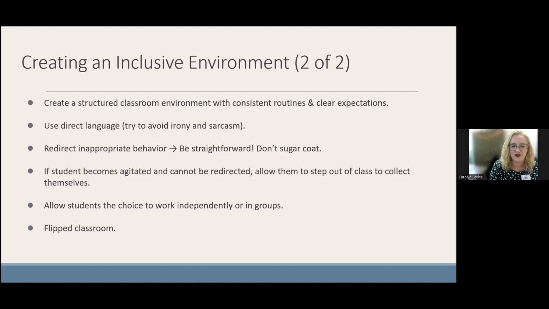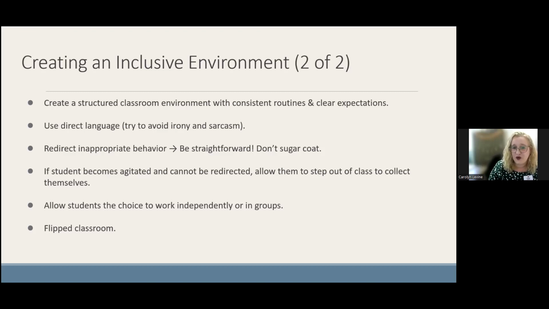I had another student who was told not to drive on campus. So he didn't drive onto campus, but he did rollerblade onto campus because we didn't say not to rollerblade on campus. And he wasn't trying to be a smart aleck about it, but he just took it very literally. You said not to drive, but you didn't say anything about walking, running, rollerblading, skateboarding. So be direct. Don't be afraid to be straightforward. If that student just can't be redirected, they keep interrupting, they keep distracting the rest of the class, ask them to step out, collect themselves.